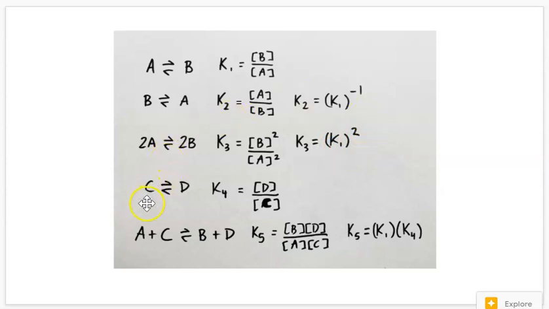And then say we had C in equilibrium with D. Well, this is obviously going to be products over reactants, so D over C. But say we wanted to combine A becoming B and C becoming D into one bigger equation of A plus C becoming B plus D, and we were to write an equilibrium expression for that, our equilibrium constant would be B times D over A times C. And that just looks like we took K4 and K1 and multiplied them together. So the equilibrium constant for the sum of these two processes would be the product of their two equilibrium constants.